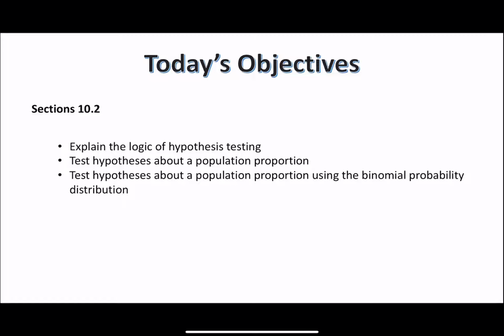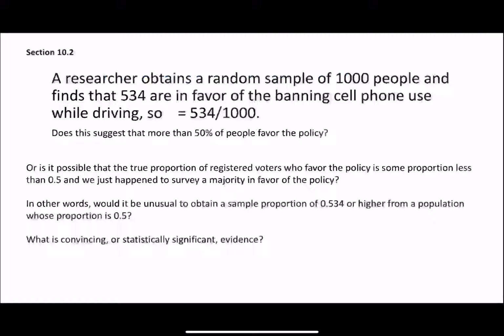So let's get started. A researcher obtains a random sample of 1,000 people and finds that 534 are in favor of banning cell phone use while driving. So our p hat, we would do 534 divided by 1,000 to get our p hat. Does this suggest that more than 50% of the people favor the policy? Or is it possible that the true proportion of registered voters who favor that policy is less than 0.5, and we just happen to survey a majority in favor of the policy? Or would it be unusual to get a sample proportion of 0.534 or higher from a population whose proportion is 0.5?